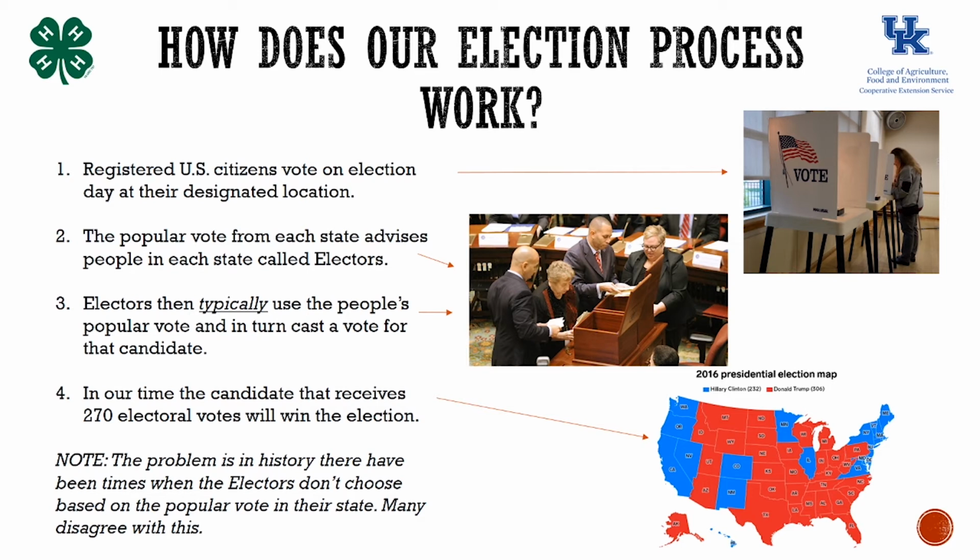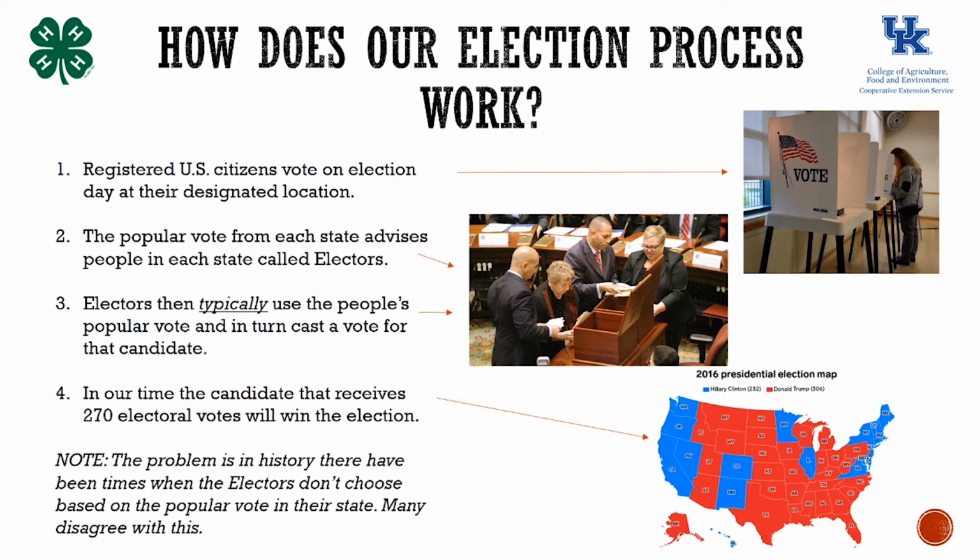Now, number 4, in our time, the candidate that receives 270 electoral votes will win the election. Okay, so our number in our time is 270. The bottom there, it says, note the problem is in history. There have been times when the electors don't choose based on the popular vote in their state. Many disagree with this. So yeah, the electors don't have to choose the popular vote from their state, and there's been times in the past where they have not done that. Many people disagree with that.